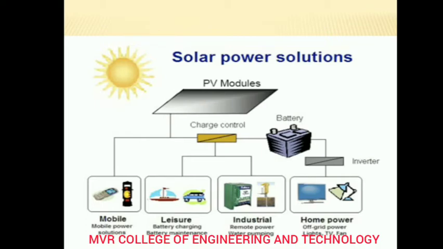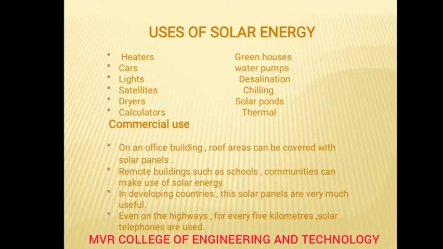From the PV modules it is sent to the charge controller, and again it is sent to the battery, and through the battery it is sent to the inverter, and from the inverter it is sent to the home power, industrial power, leisure, mobile. Like that you can generate solar energy by using the photovoltaic system. And you know all the uses of the energy: heaters, cars, lights, satellites, dryers in our daily life, in our domestic lives and industrial applications.